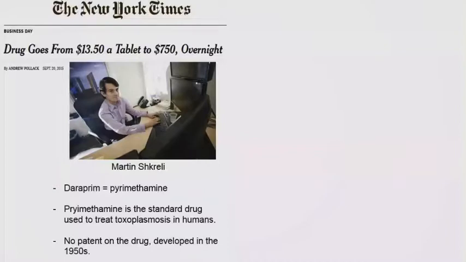up drug prices. The problem with this story is that Daraprim is pyrimethamine. And this drug has been used since the 1950s for Toxoplasma. So it's a generic drug. Any company can make it. There's no patent that gives him exclusive rights to this. So it was a generic drug where he jacked it up $750 overnight.